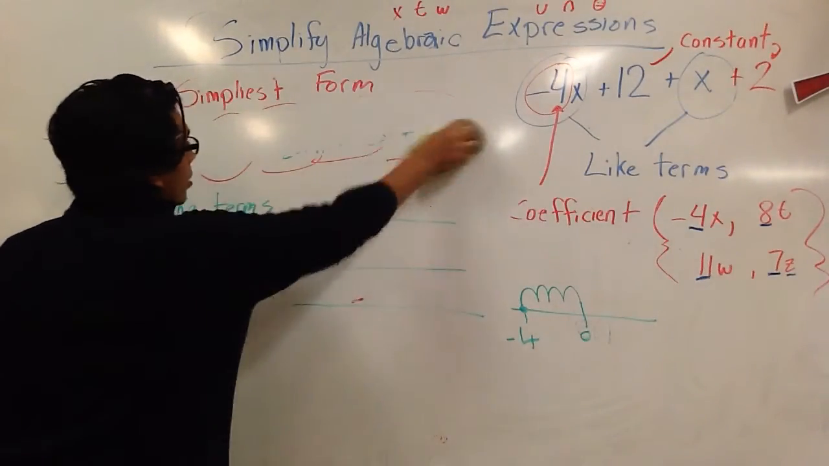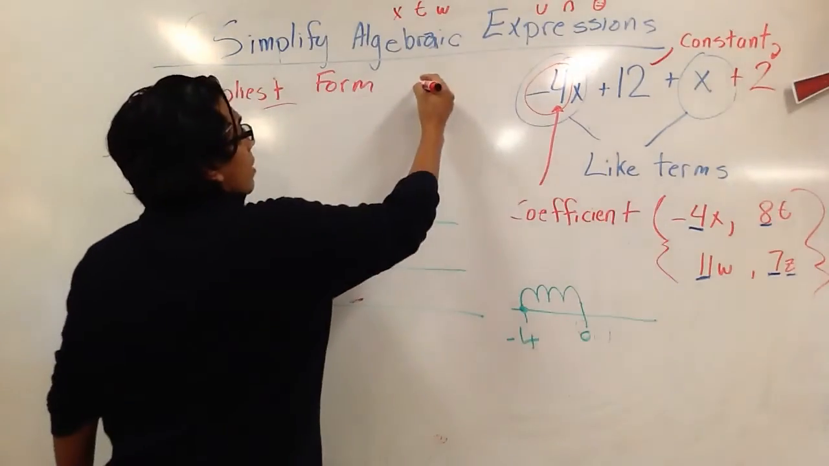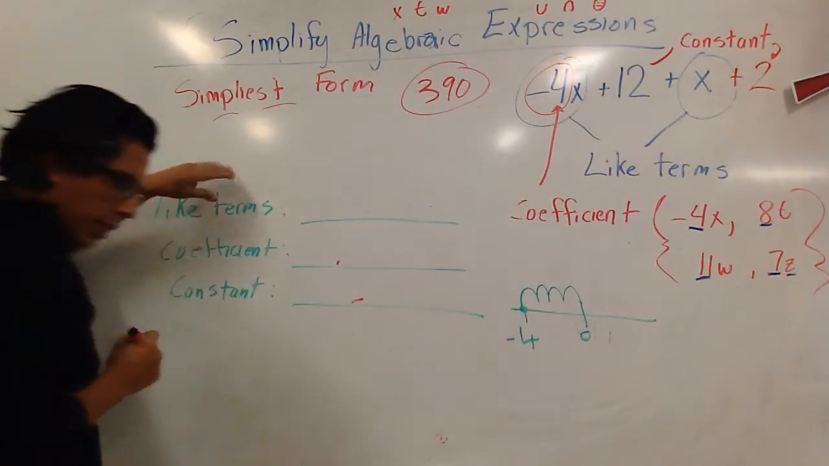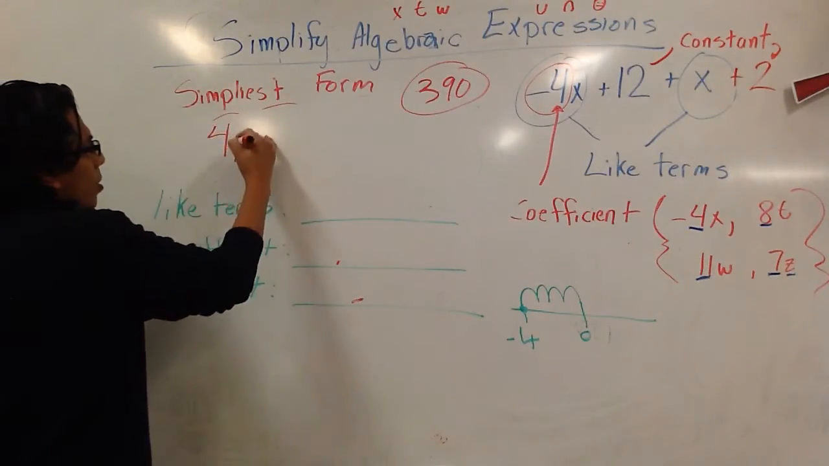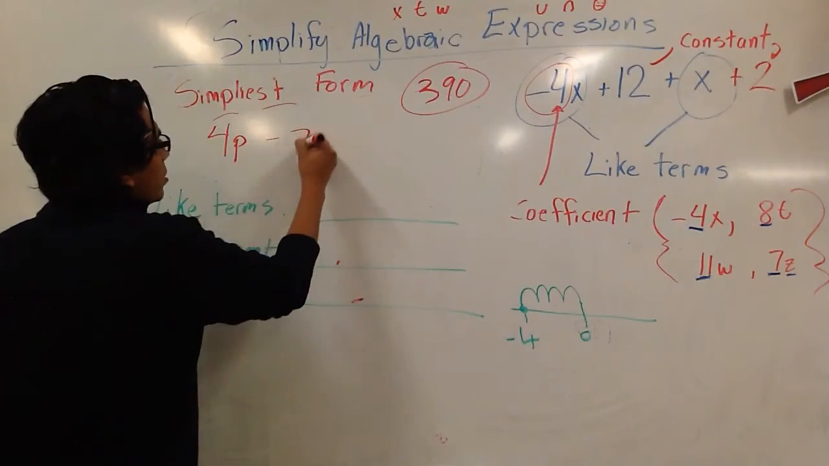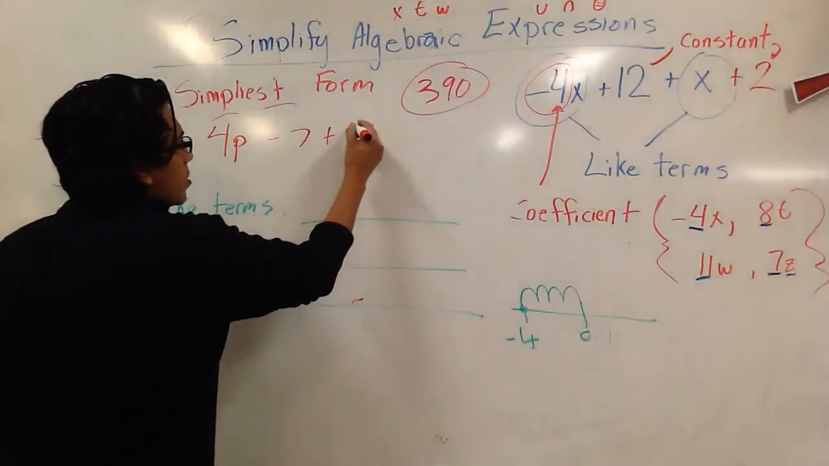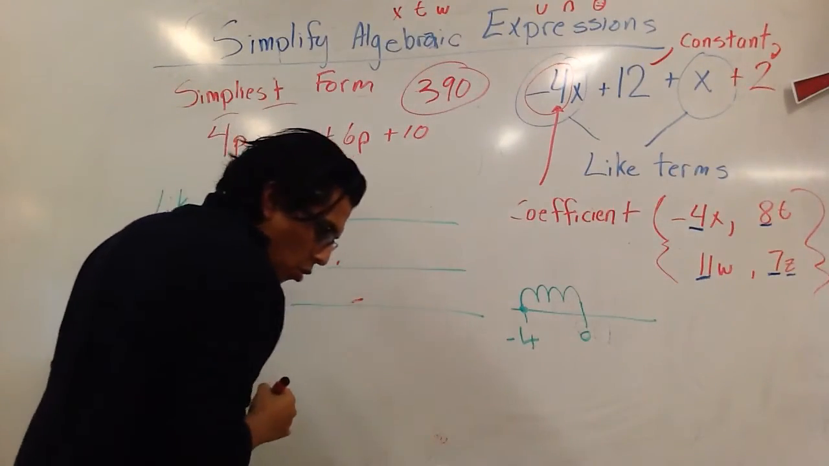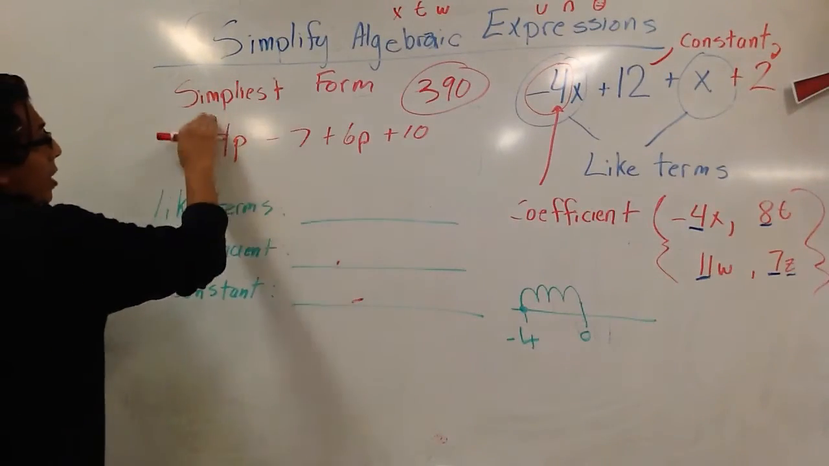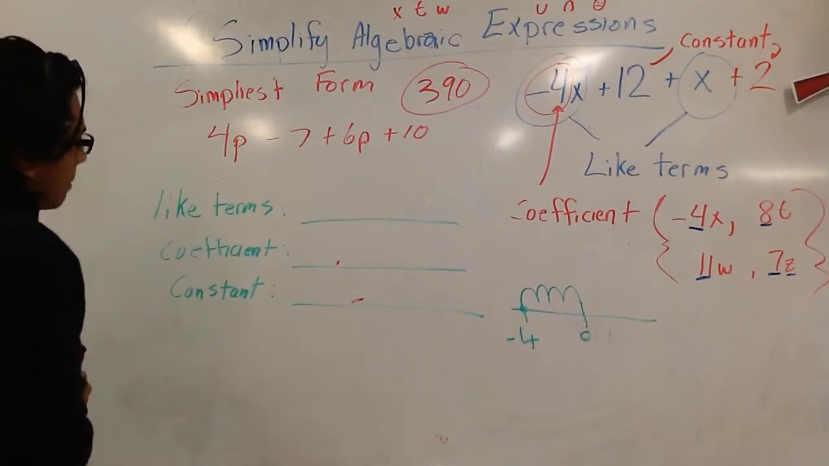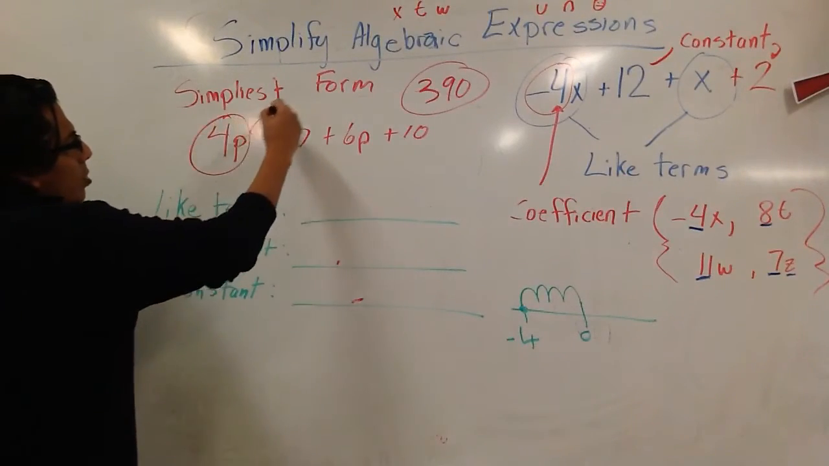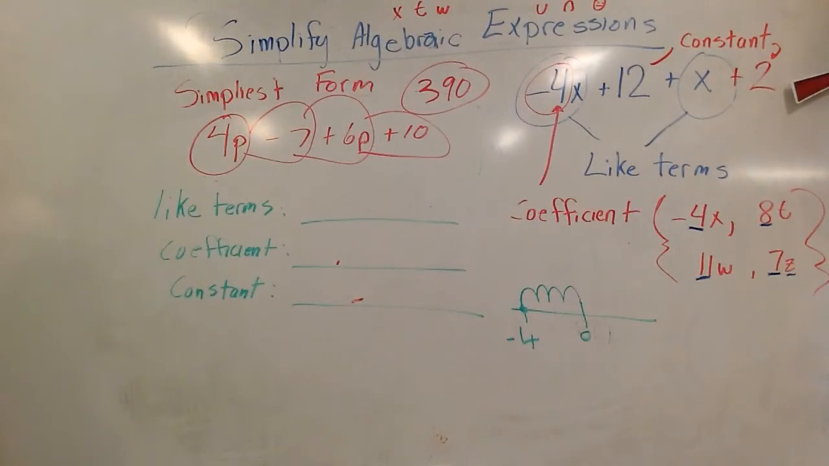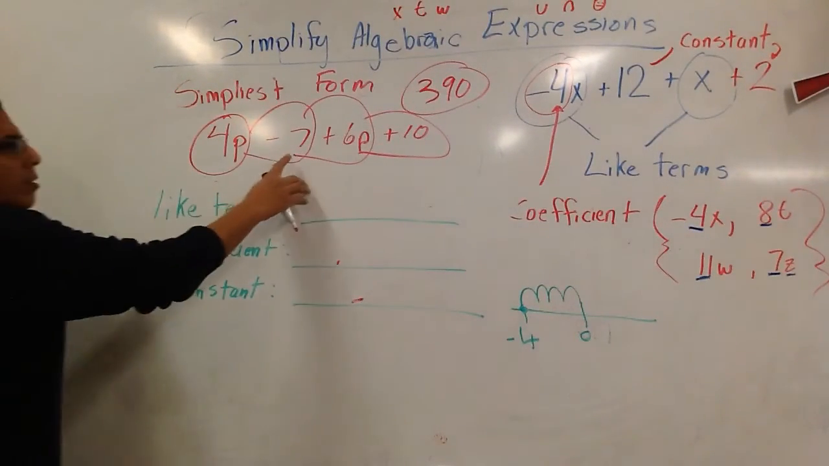So remember, we are on page 390, so you might as well just turn there and make it a lot easier. 390. And now number 2 looks like this: 4p minus 7 plus 6p plus 10. I think I got that right. So make it in simplest form, but first I'm going to identify my terms. Remember, circle it with this operation. That's kind of ugly, isn't it? Let's make that prettier.